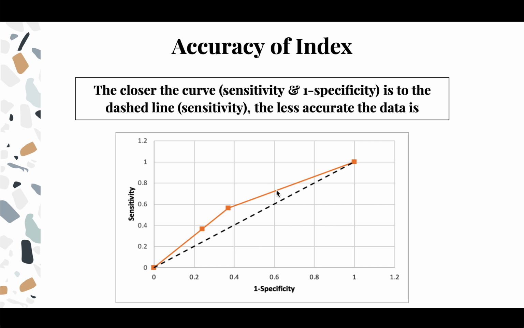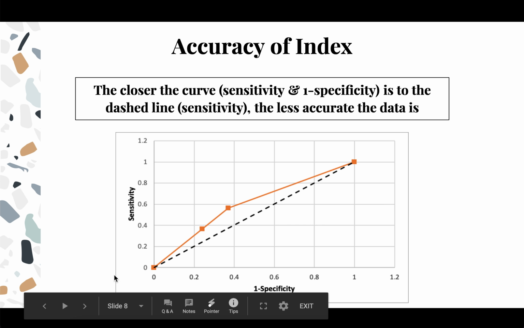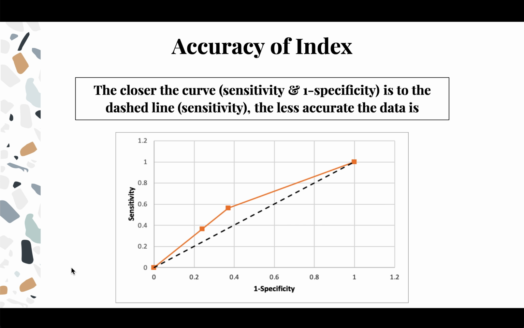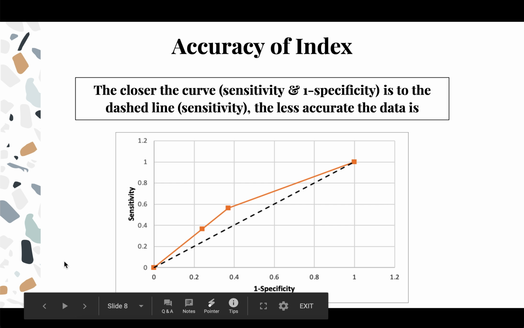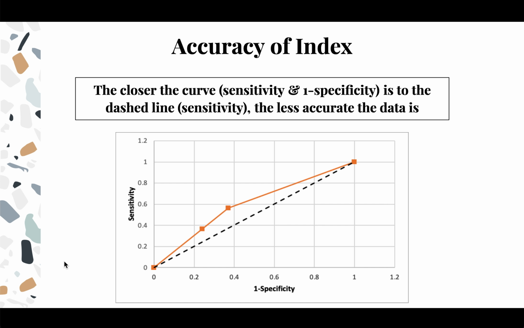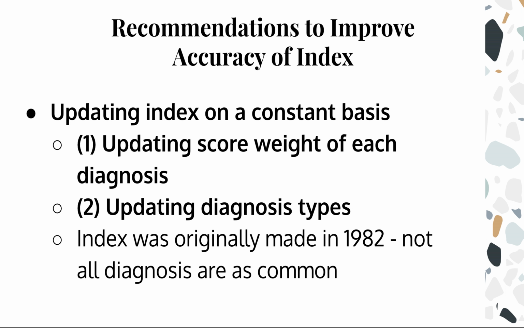And so next we were able to calculate the accuracy of the index. This was the graph that we were able to create with the data found in the patient data. The closer the curve, which was the orange line, of the sensitivity and 1 minus specificity, is to the dashed line, the less accurate the data is. So in this case, it wasn't too bad. It was pretty accurate.